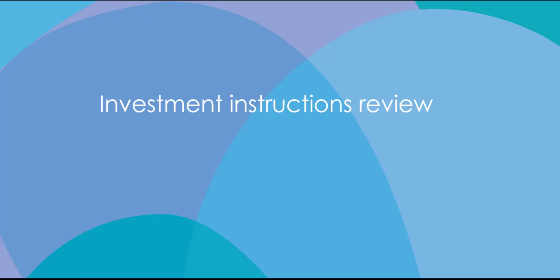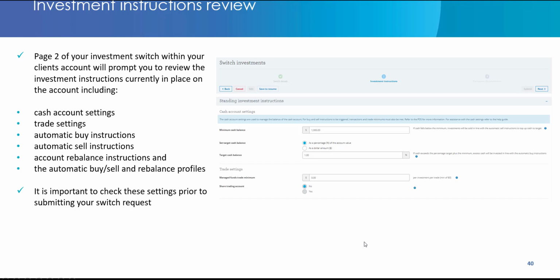On page 2 of your switch request, when switching within your client's account, you'll be prompted to review the account's investment instructions. That includes the cash account settings, trade settings, automatic buy instructions, automatic sell instructions, account rebalance instructions, and the automatic buy, sell, and rebalance profiles. It is really important to check these settings before submitting your switch request.